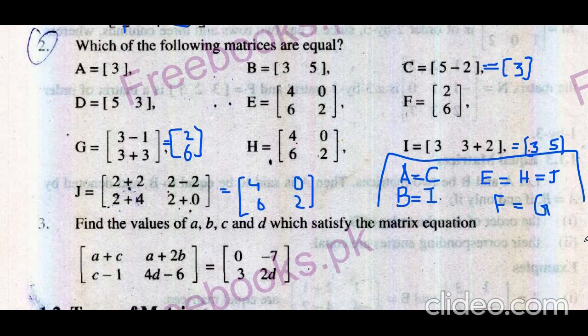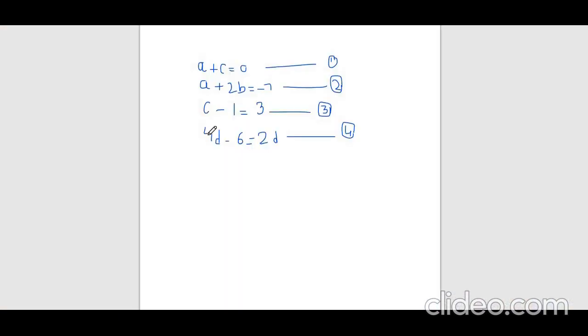Question 3. Find the values of A, B, C and D which satisfy the matrix equation. This is a matrix equation because the equality sign is there. Just compare both matrices, the one on the right and the one on the left. Compare both of them and write 4 equations. A plus C equals 0. A plus 2B equals 7. C minus 1 equals 3 and 4D minus 6 equals 2D. We get 4 equations as follows. Okay, now from these 4 equations, find out the values of A, B, C and D.